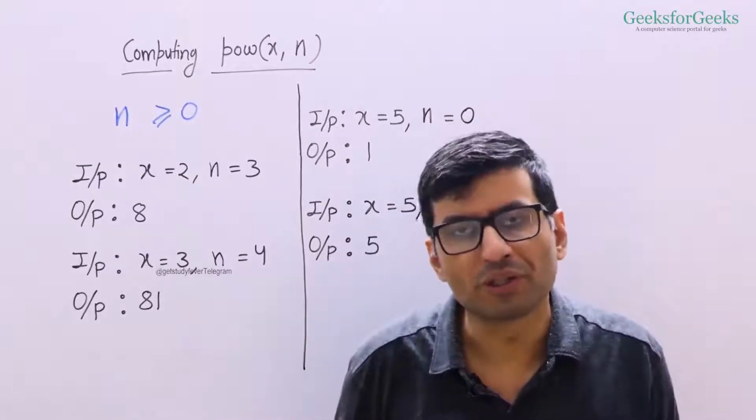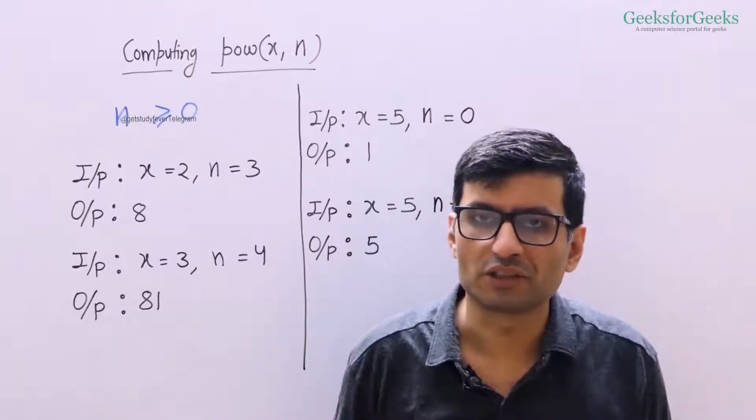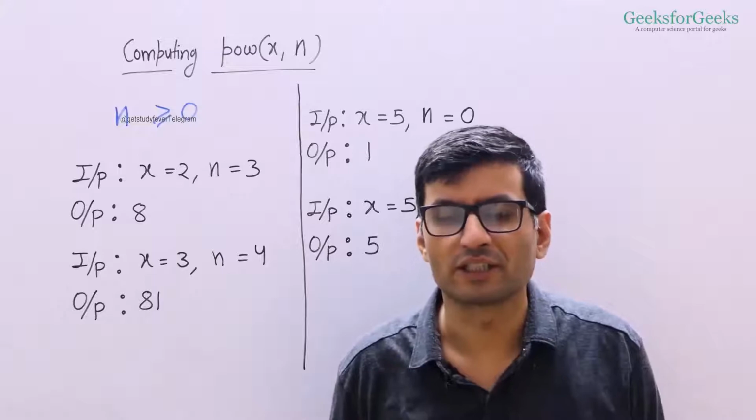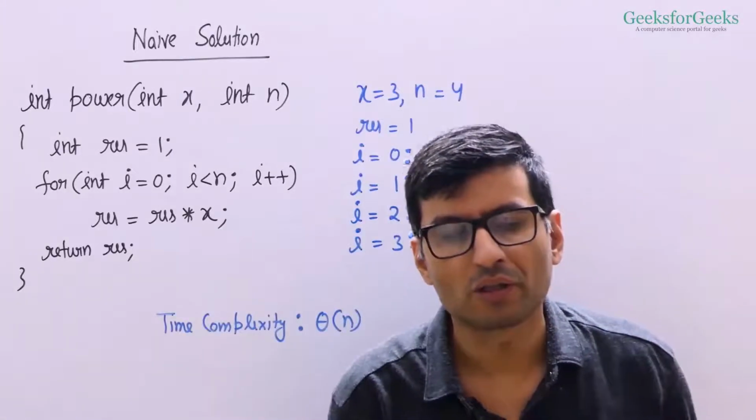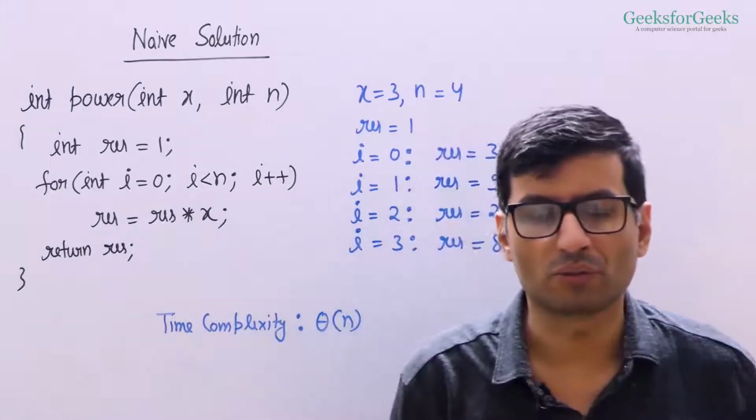Now please pause this video and try to write down a function that takes two numbers x and n and returns x raised to the power n. Let us first talk about a naive solution to solve the problem.